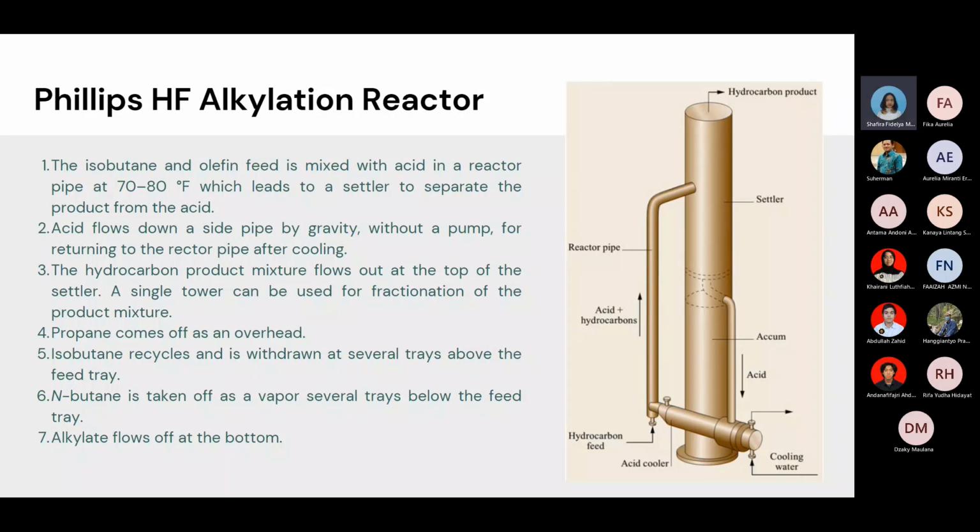And then the acid flows down a side pipe by gravity, without a pump, for returning to the reactor pipe after cooling. The hydrocarbon product mixture flows out at the top of the settler. A single tower can be used for fractionation of the product mixture. The propane comes off as an overhead, and isobutane for recycle is withdrawn several trays before the feed tray. The n-butane is taken off as a vapor several trays below the feed tray, and the alkylate product flows out at the bottom.